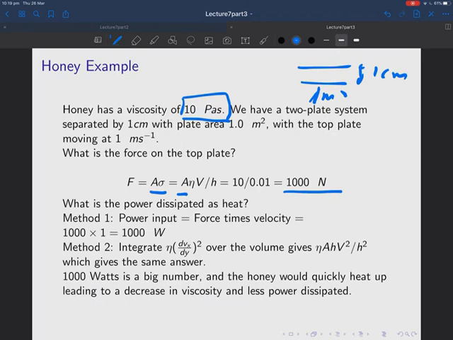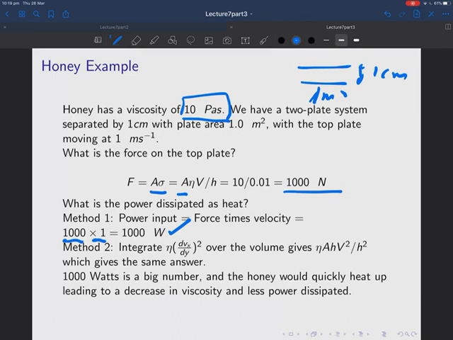That's not completely trivial. Okay, so what is the power dissipated as heat? We can do that two ways. We can say the power input is the force times the velocity on our plate. The force is 1,000 newtons. The area of the plate is 1 square metre, so the power is 1,000 watts. I'm putting 1,000 watts into it.